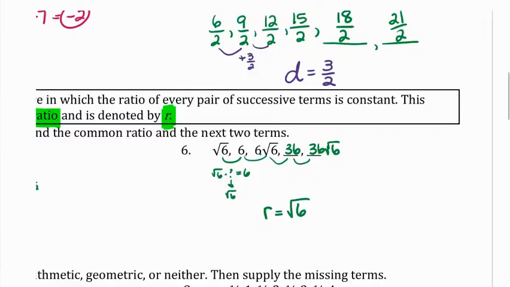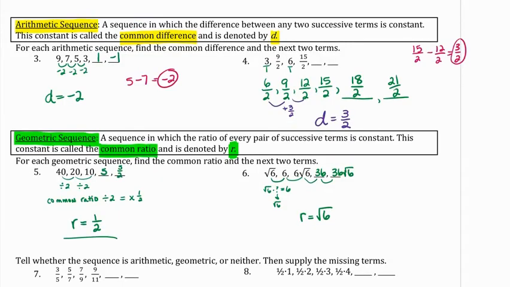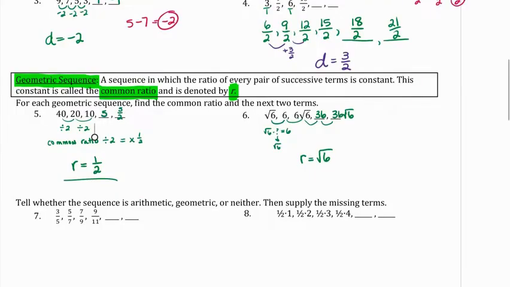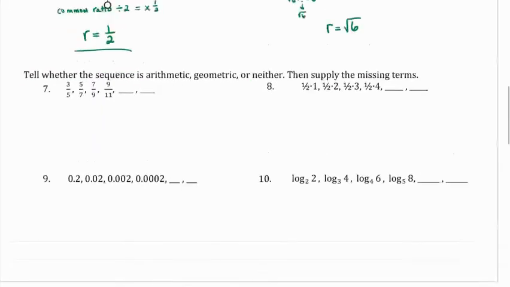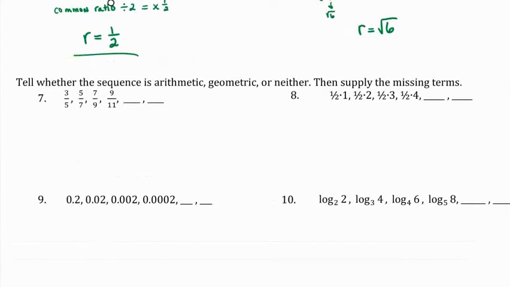So there's our geometric sequence. So arithmetic, you are adding a common difference every time. Geometric, we are multiplying by a common ratio every time. Okay, so let's try a few where we're just given some sequences and we're trying to decide, is it arithmetic, is it geometric, or is it neither? And then we also want to come up with the terms that aren't in our sequence here.